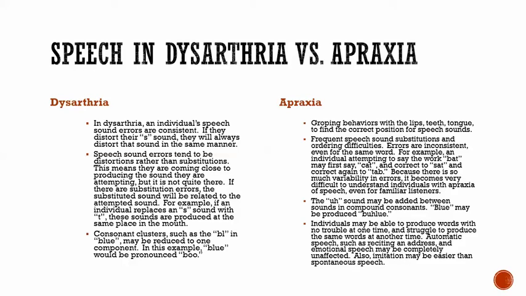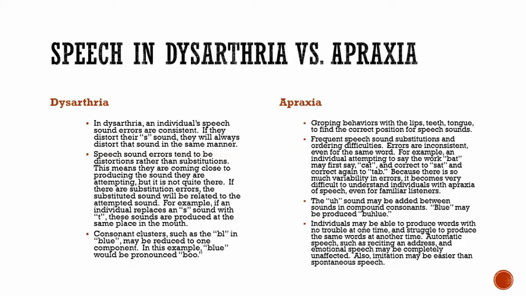Because the speech sound errors are consistent, if you spend enough time with a person, you may be able to get better at understanding what they are saying, because you're going to be able to crack the code, so to speak, of what their errors are. In apraxia, you're going to see groping behaviors with the lips, teeth, and tongue to find the correct position for speech sounds.